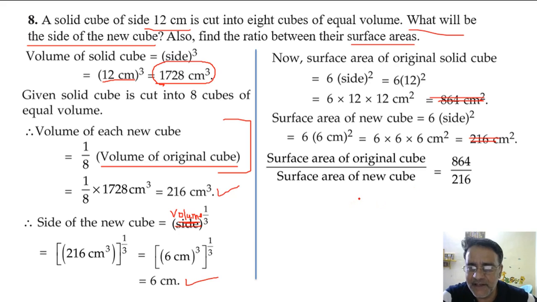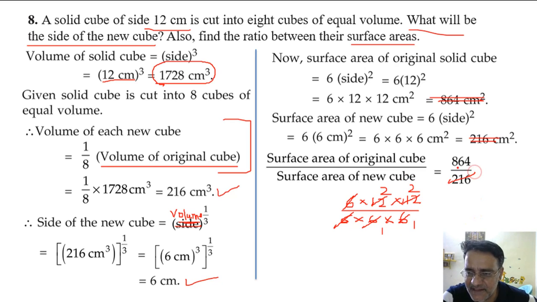Okay, so why did I tell you not to multiply? See, if you don't multiply, you will get 6 into 6 here, and you can cancel it easily. These two also, 1, 2. So what are we going to get? 4 upon 1.